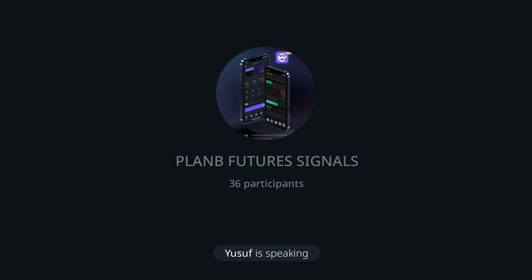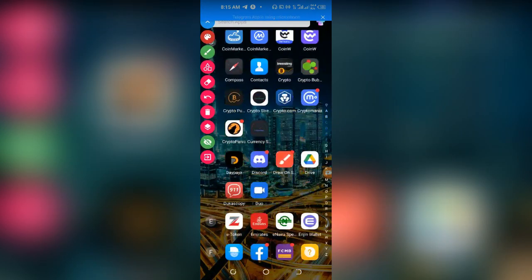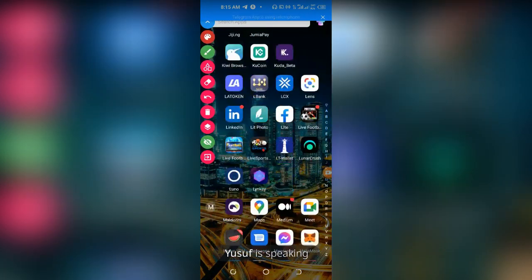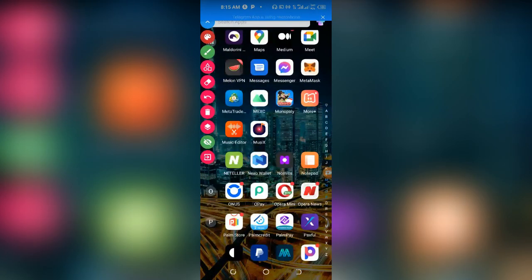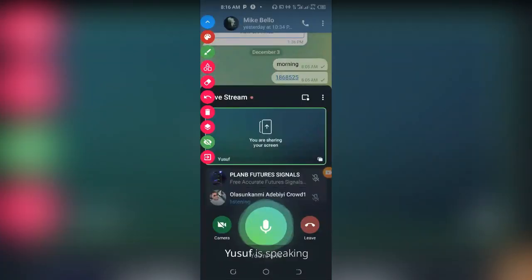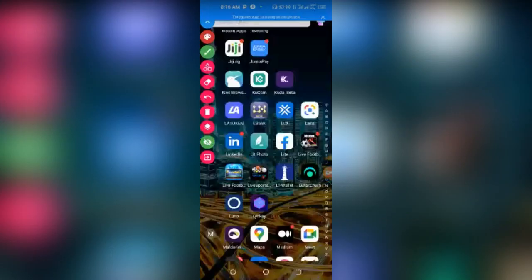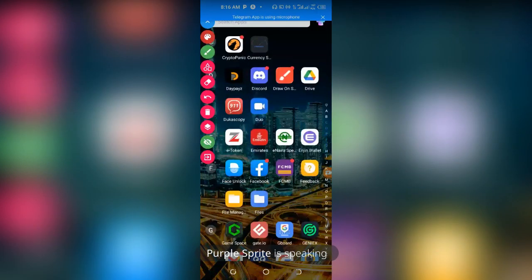Now I'll be sharing my screen right away. So I would like to know if you can all see my screen now. Can we all see my screen, please? Please, I need a reaction so that I'll confirm if my screen is visible. Hello? Yes. Yeah.